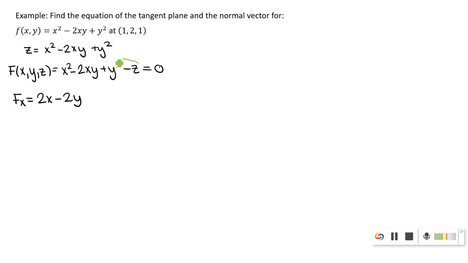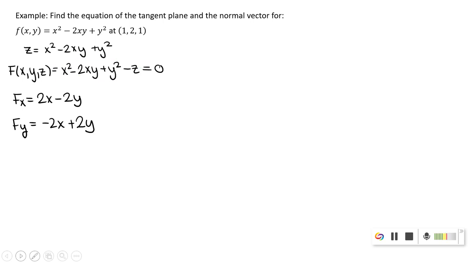So I'm taking the derivative of my surface, I'll circle it, with respect to x first. So derivative of x squared gives me the 2x, and then the second term, minus 2xy, derivative with respect to x would just be minus 2y. The last 2 terms, the y squared and the z, don't have any x's, so we treat them like constants. Derivative of a constant is 0. And so there's my first partial derivative with respect to x, 2x minus 2y.